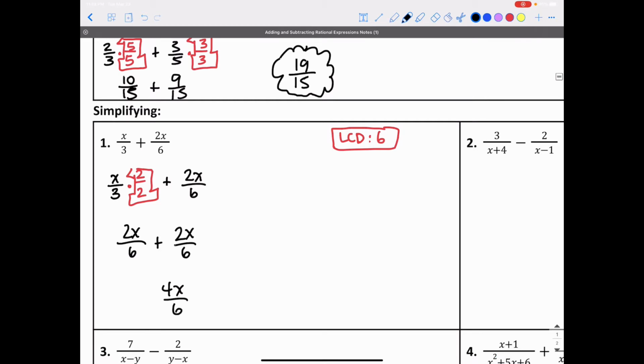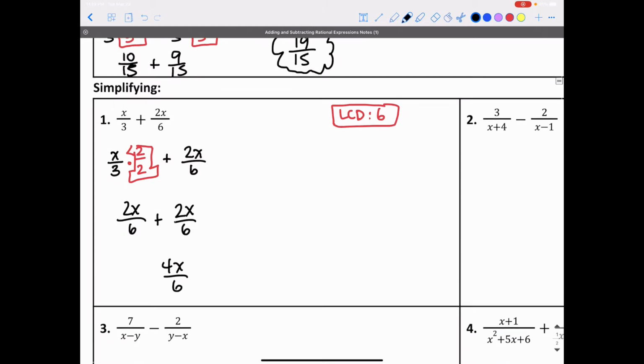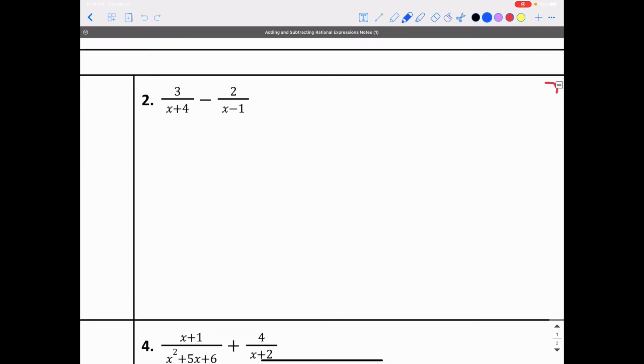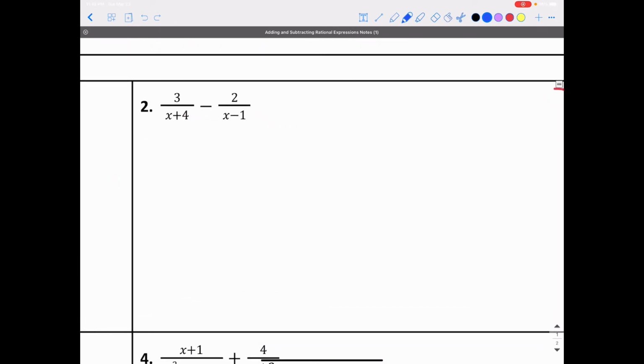I can simplify this a little bit. 4 and 6 have a factor in common of 2. I can divide 4 by 2 to get 2, and 6 by 2 to get 3. And my final answer is 2x over 3. And that's my answer. And then I want to talk about what my restrictions are. There are no restrictions because there's no variables in the denominator, so no restrictions. For number 2, I have 3 over x plus 4 minus 2 over x minus 1.